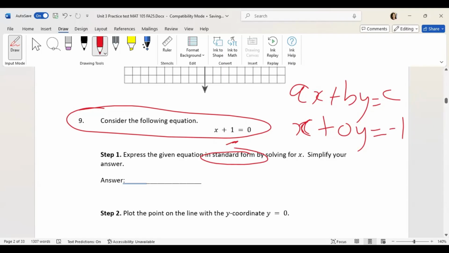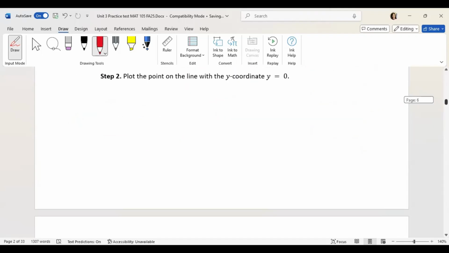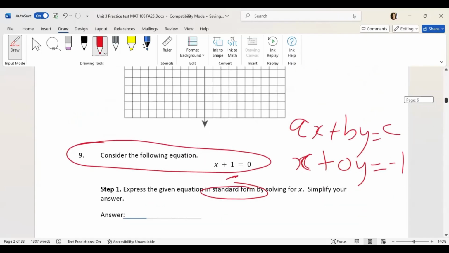Okay, so what else do I need? Let's see what the question says. Simplify your answer. We did. We wrote it in standard form. Then it says plot the point on the line with the given y coordinate, y equal to 0. Okay. So in this equation, there is no coefficient of y. So actually, let's graph the equation x equal to -1.